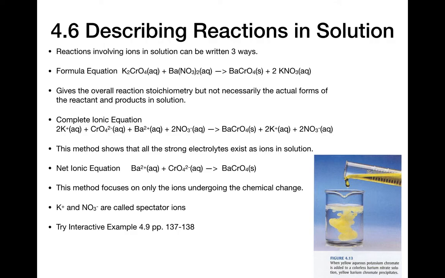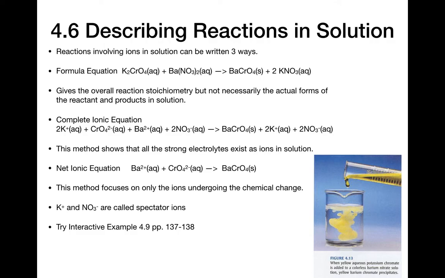And so if we show the soluble potassium chromate aqueous, it's 2 K+ dissolved in water and 1 chromate dissolved in water. The barium nitrate is 1 barium ion dissolved in water and 2 nitrate ions dissolved in water. We still show the barium chromate together as a formula because it's the ionic solid precipitate that forms. And then the K+ and the NO3- should be shown as separate since they're soluble in water. So this method shows all the strong electrolytes existing as ions in solution.